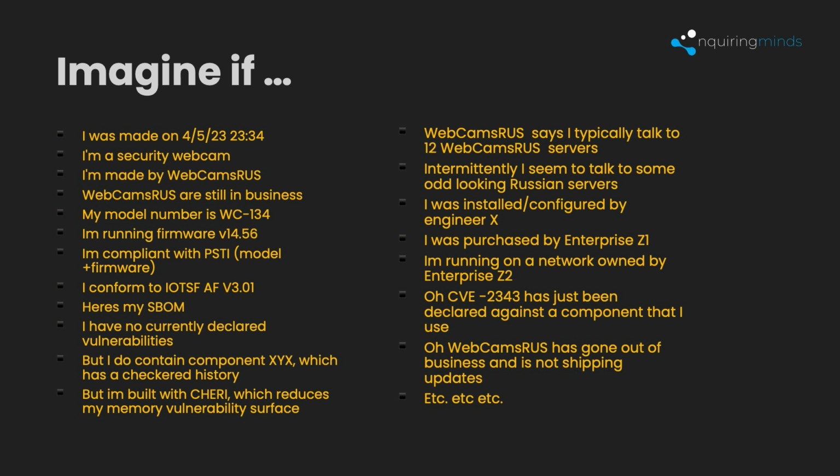I can see if I've got a particular component there. I can see if I'm built with CHERI, which should make me resilient to a whole load of these vulnerabilities. I can see what this device normally does, and what am I doing now? Is there a difference? Who have I been installed or configured by? Is it a trusted person? Who am I owned by? If I'm on an enterprise network, I expect to be owned by the same person who owns the network, or those organizations should have a relationship. And then you can get into the much more dynamic stuff in terms of looking up CVEs.